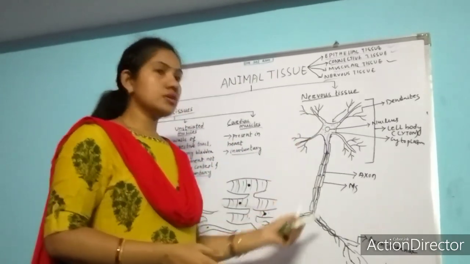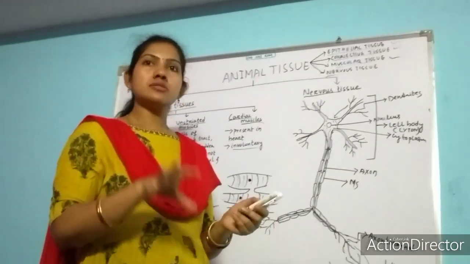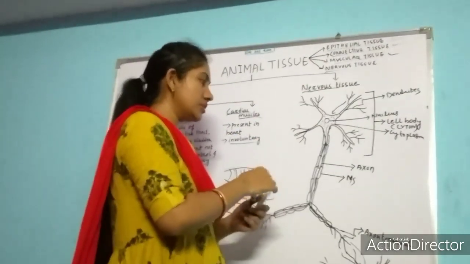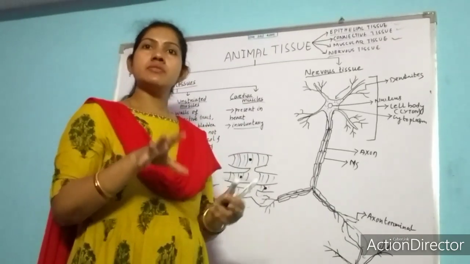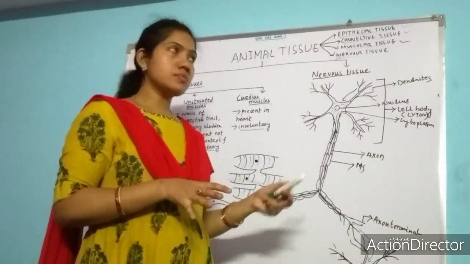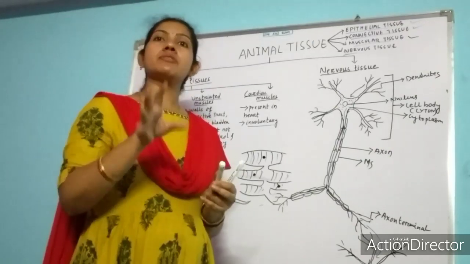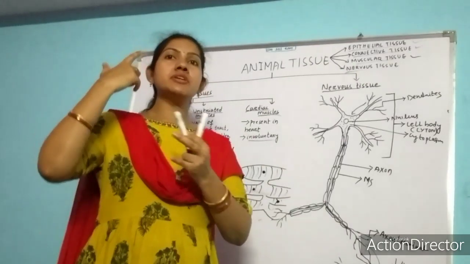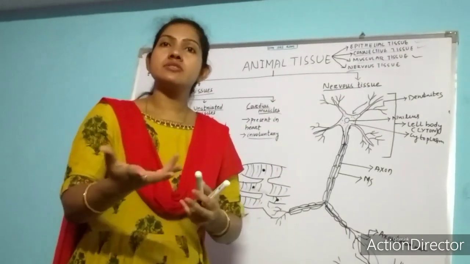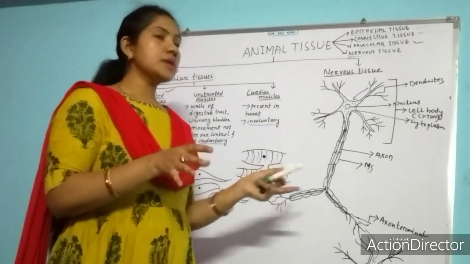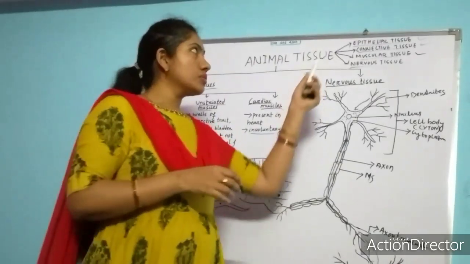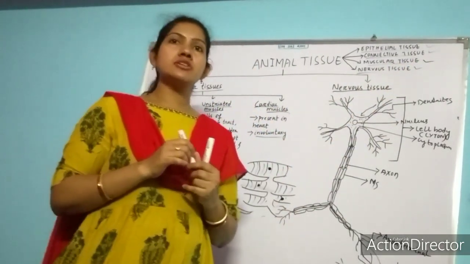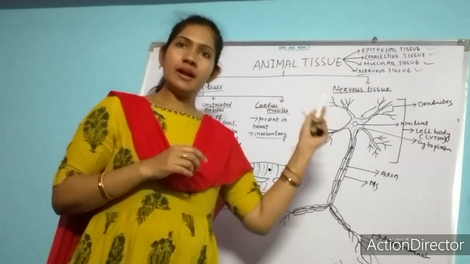So this is the structure of the neuron. Again, you can go through your book, it is also there. This is very important. Neurons are the cells of nervous tissue. The combination of neurons forms the nervous tissue or the nervous system. Their main function is to carry the signal and give it to our brain, so that our brain can respond to it. So these are the types of animal tissues. We have already discussed 4 categories: epithelial tissue, connective tissue, muscular tissue and nervous tissue.